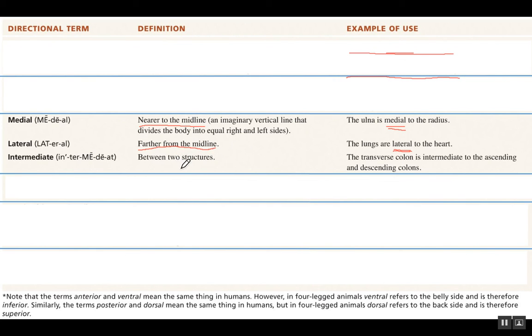When we have two organs, or if we have three organs really, and there's one in the middle of the other two, we call that intermediate. An example is your large intestine. Your large intestine has three primary regions, a transverse, an ascending, and descending. Well, the transverse colon is in between the ascending and descending colons. So the transverse colon is said to be intermediate to the ascending and descending colons.